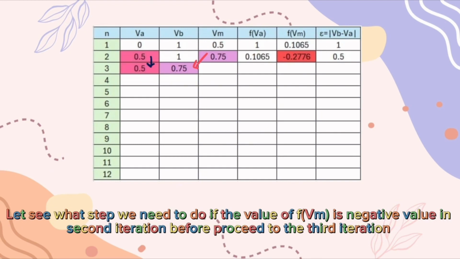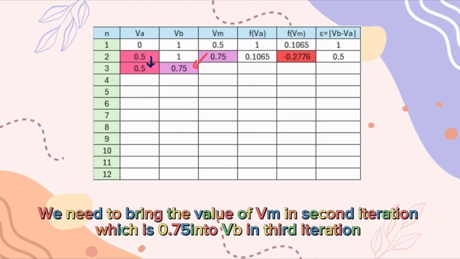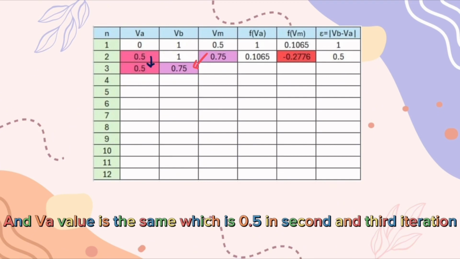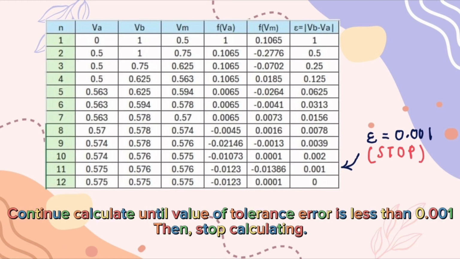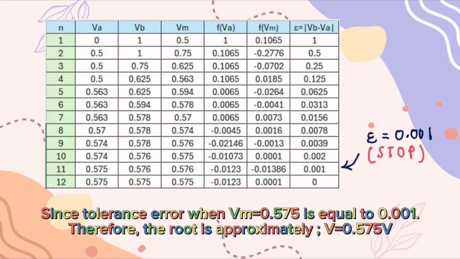Let's see what step we need to do if the value of FVM is negative in the second iteration before proceeding to the third iteration. We need to bring the value of VM in the second iteration, which is 0.75, into VB in the third iteration. And the VA value is the same, which is 0.5, in the second and third iteration. Continue calculating until the value of tolerance error is less than 0.001. Then stop calculating, since the tolerance error when VM equals 0.575 is equal to 0.001. Therefore, the root is approximately V equals 0.575 volts.